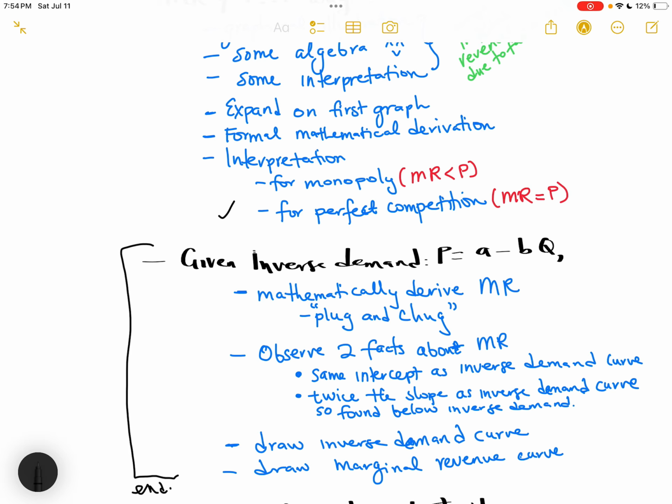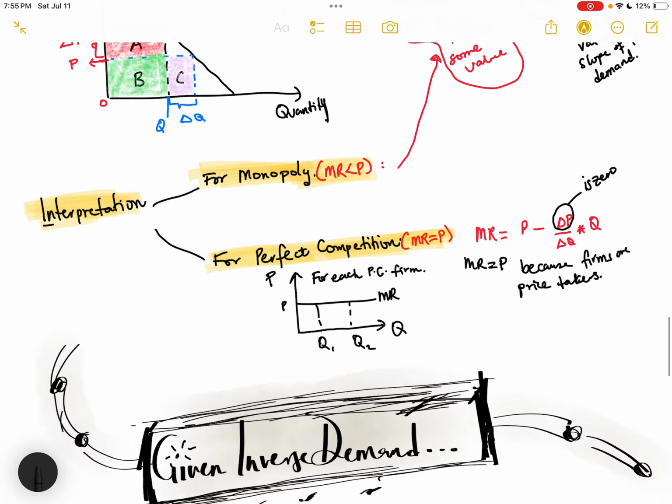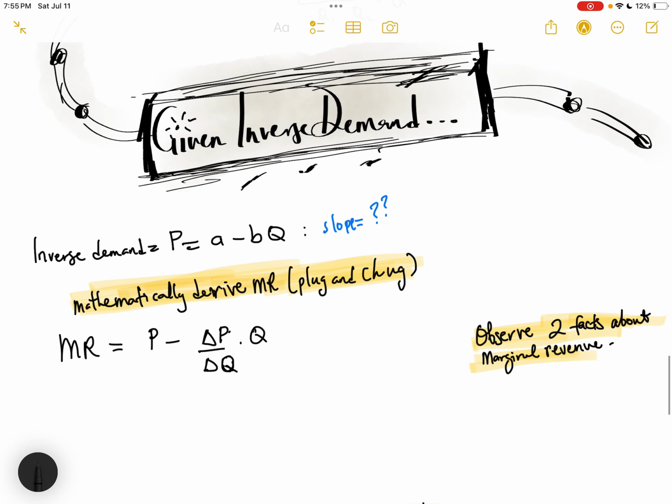Okay, so what we're going to do next is look at some inverse demand curve and try to derive marginal revenue and observe two interesting facts about the marginal revenue, and then draw the inverse demand curve and the marginal revenue curve, and then we'll call the video done. Okay, so very quickly, let's jump in.